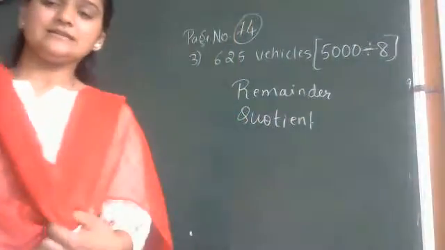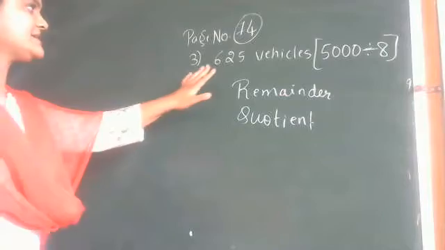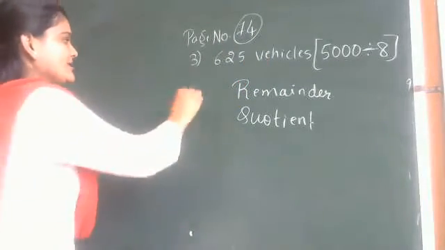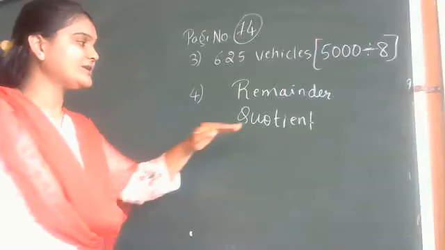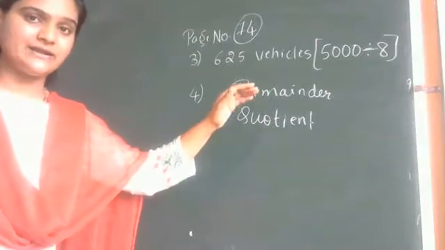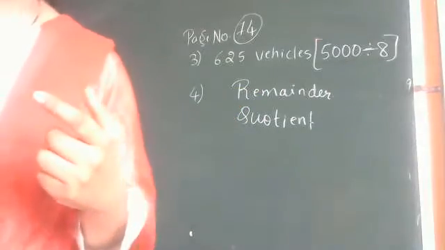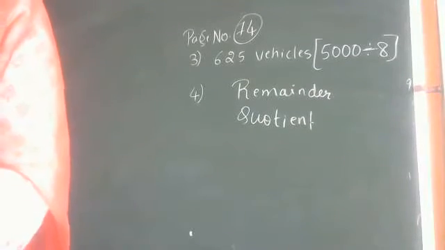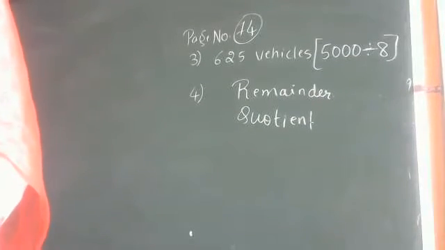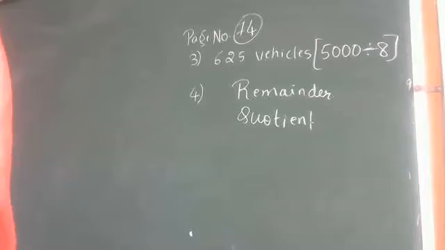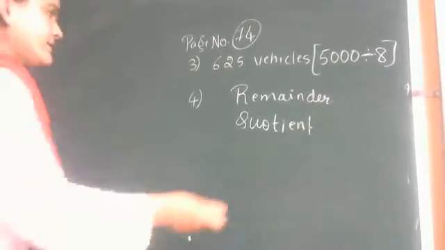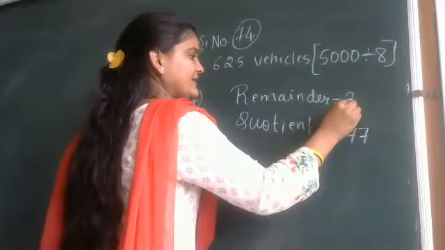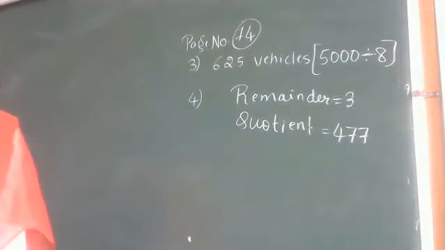Yes. So children, third example is 625 vehicles will accommodate in each level. The fourth question they have asked you what is the quotient and what is the remainder in question form. Okay. So it is 477 stickers and how many were left over? 3. Yes or no? Yes, ma'am. Yeah, 477 and 3 will be our remainder.